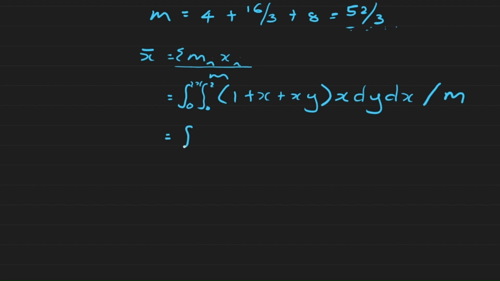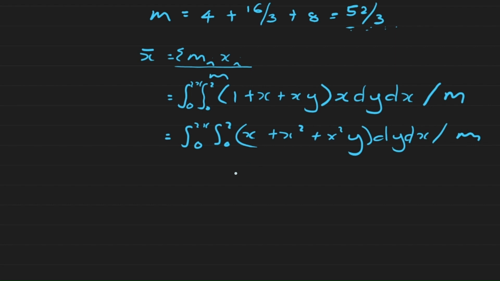And after we expand this integral, we just multiply everything by x. We're left with our outer integral and inner integral remaining the same. And then we have x plus x squared plus x squared y, dy dx, divided by the total mass. So we integrate it with respect to y first, as we've done just now with the mass, and then we continue with the problem as was done just now.